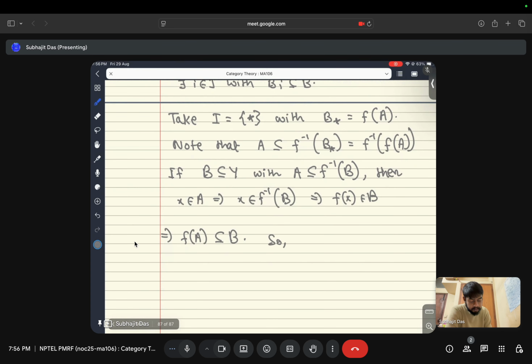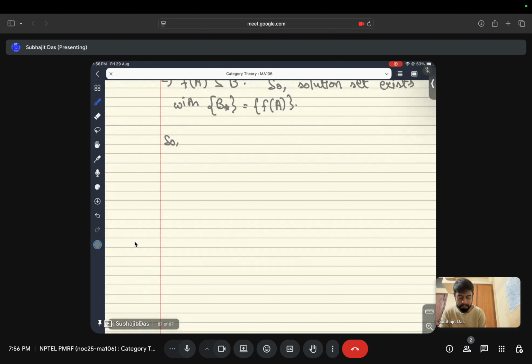So a solution set exists with B star. I mean, there is exactly one object, B star equal to f of a. Singleton family of objects. Okay. So conditions of GAFT verified.